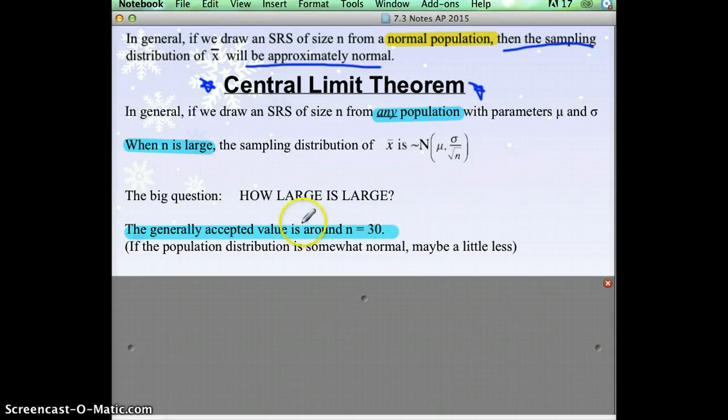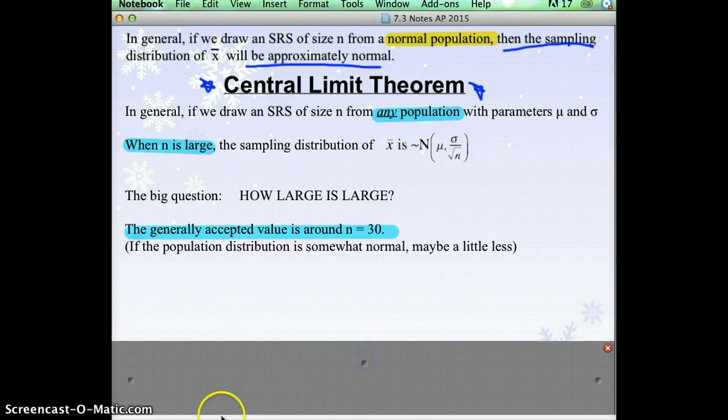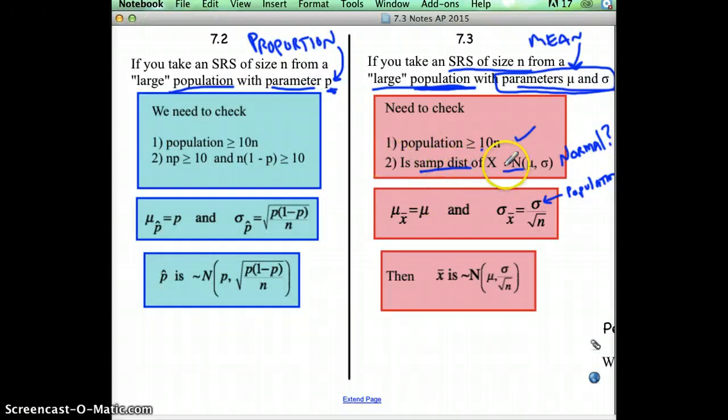Okay, so if our sample size is 30 or more, then any sampling distribution from any population should be approximately normal. So that helps you check the second condition from the previous page. Either you'll be told that the population is normal, or you'll have a sample size of 30 or larger. If not, then it's not normal.